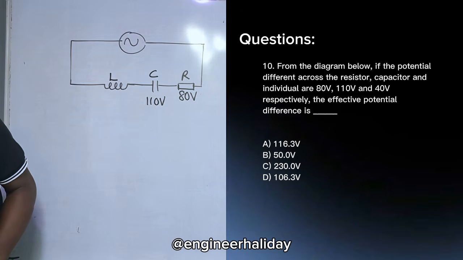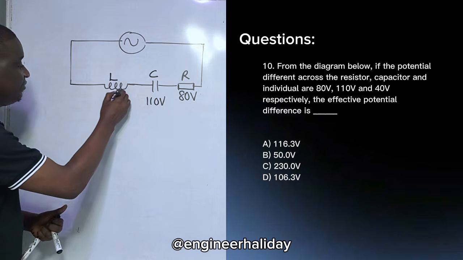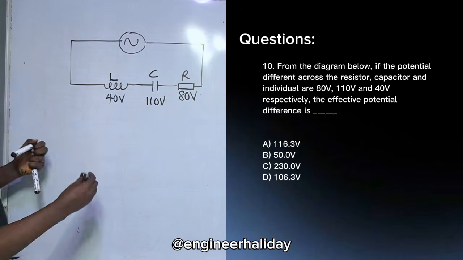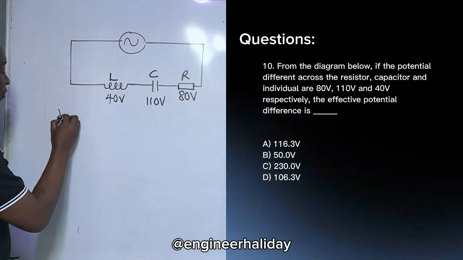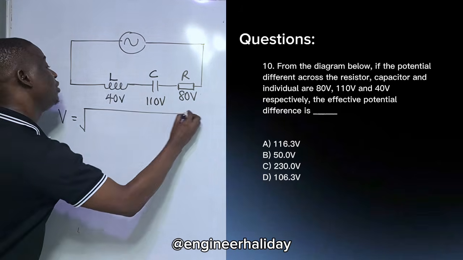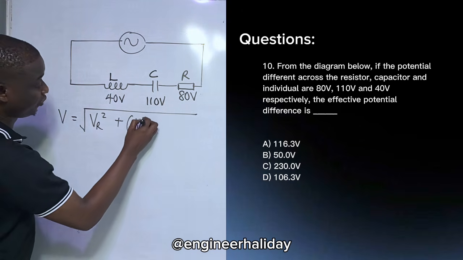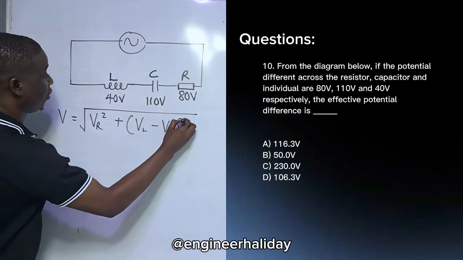Then across the resistor, the inductor, which is the last one, is 40 volts respectively. The effective potential difference: what I'm going to do now, using our formula, is V equals the square root of VR squared plus (VL minus VC) all squared.